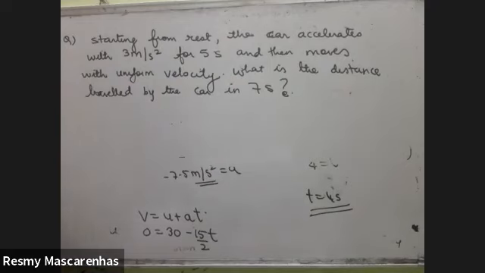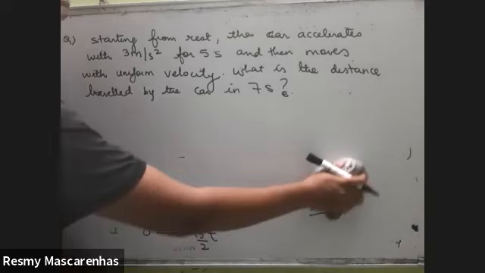Starting from rest, one car is accelerating first for 5 seconds. And then after 5 seconds, it is moving with the uniform velocity. And what is the distance covered in this? So we'll try to understand what it's trying to say.